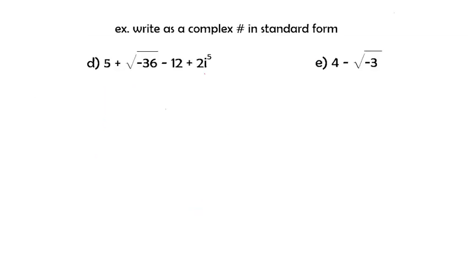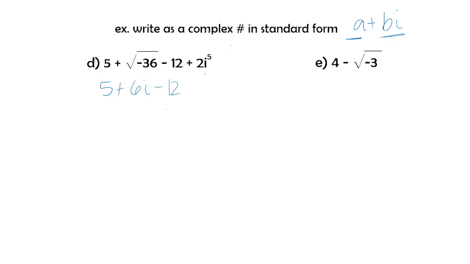Okay, moving on. Writing as a complex number in standard form. So remember, standard form is that A plus BI. We're going to talk more about that on a couple of slides, but you should always have your real part first and then your imaginary part second. So for D, what we're going to need to do is simplify each piece before we can add these together. So 5 is just 5 plus the square root of negative 36. Last slide, we saw that that was 6i minus 12 plus 2 times I to the 5th.